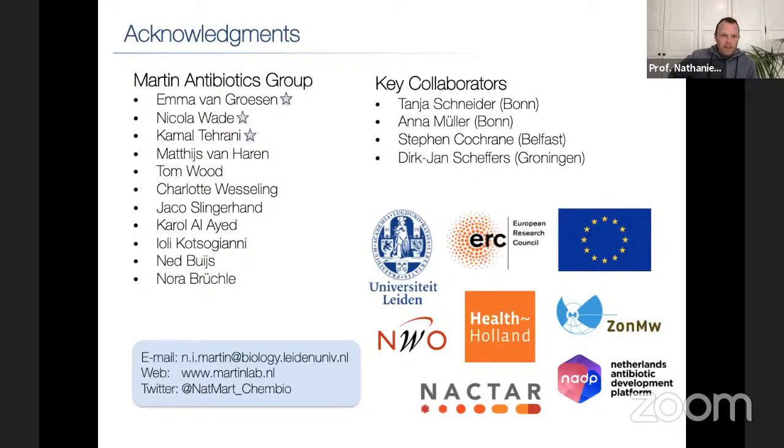Here you see the people in our group in Leiden, as well as some key collaborators that contributed, and the funders. And I want to raise special attention to the three folks here with the stars beside their name, Emma, Nicola, and Kamal. The three of them were very instrumental in getting this project off the ground and essentially did all of the work in terms of synthesizing and doing the in vitro testing. So big props to them. And I'd like to thank you for your attention. I'm happy to take questions.